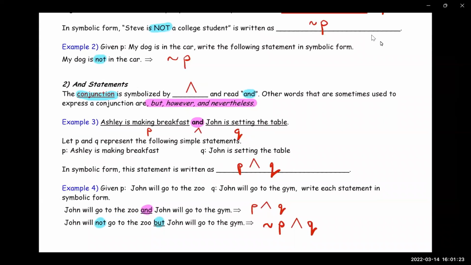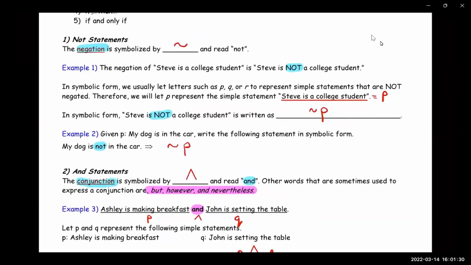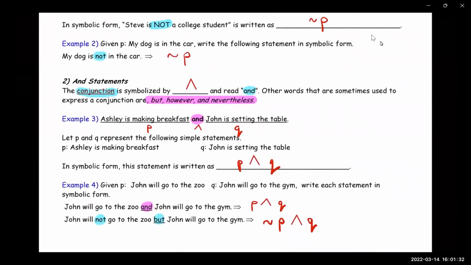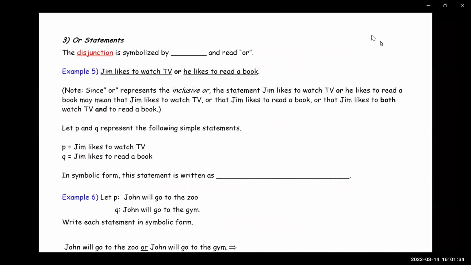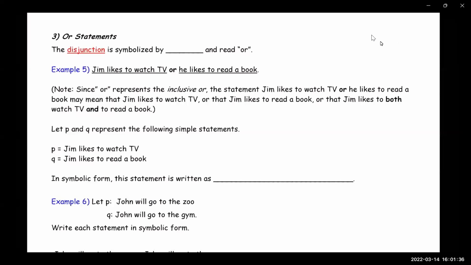So hopefully this isn't too bad, as long as you memorize negations and ands, and so far that's all we've learned, negations and ands. All right, now we're going to get into what they call a disjunction. That means or, and we've already mentioned that or looks like a V. Yeah, there it is. It's a V.